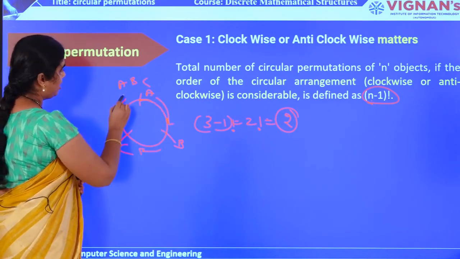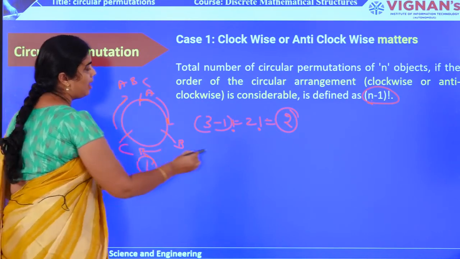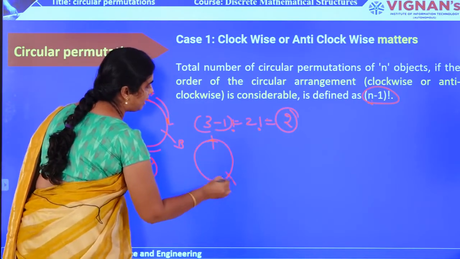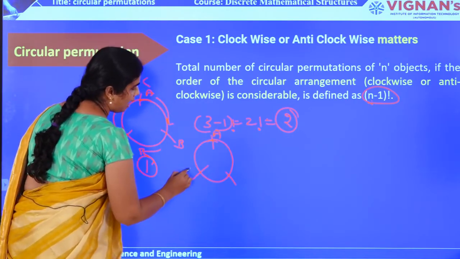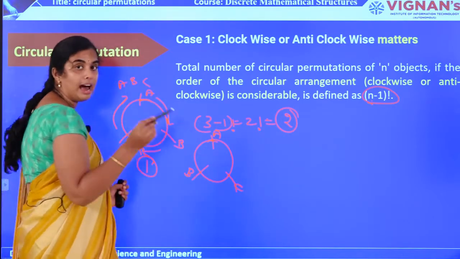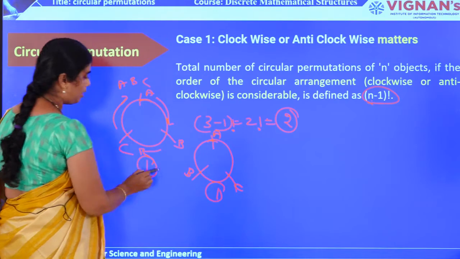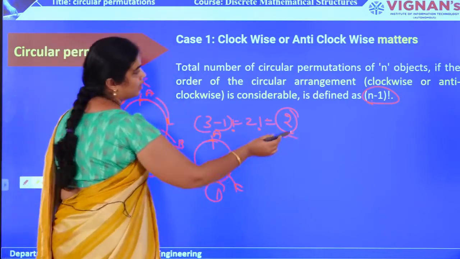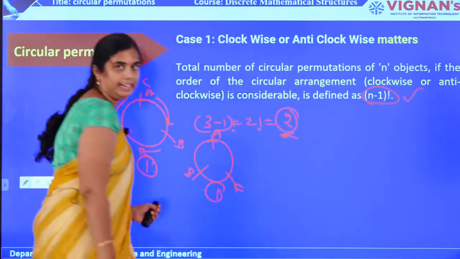Here I am arranged in clockwise. So this is one way. And if I am asked to arrange in anti-clockwise, another way is I can arrange A, B, C. Okay. This is another way. So one way, so total 1 plus 1, 2 ways. So formula is validated.